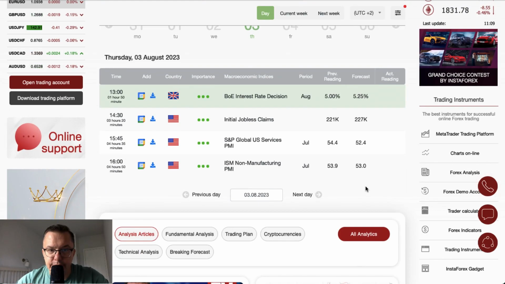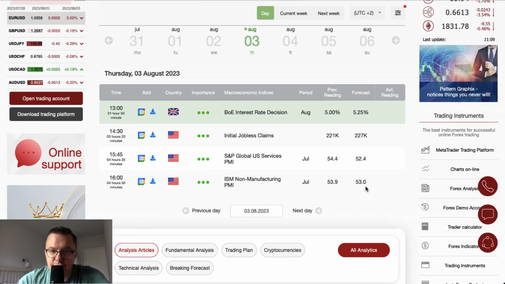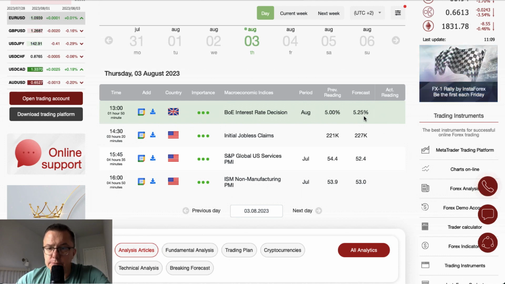Of course, the most important event of the day is the Bank of England interest rate decision scheduled for release at 1 p.m. The market participants expect the Bank of England to hike the interest rate from 5% to 5.25%. That situation will have a great impact on the market behavior. Volatility might be increased, so please stay focused during the data release time. Remember, 1 o'clock, Bank of England interest rate decision.